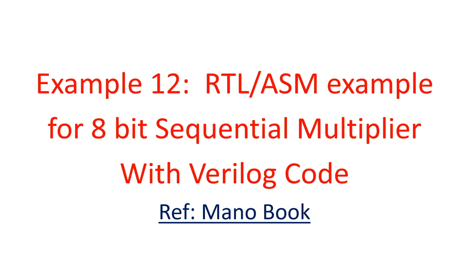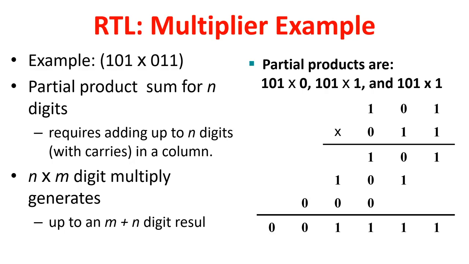In general, addition is very easy. For additions, people go for combinational design, but multiplications take time, so people go for sequential design. In classical examples of the RTL of a multiplier, let's take an example. Suppose you want to multiply binary 101 with binary 011. For the partial product sum, multiplying two n-digit numbers requires adding up to n digits in a column.